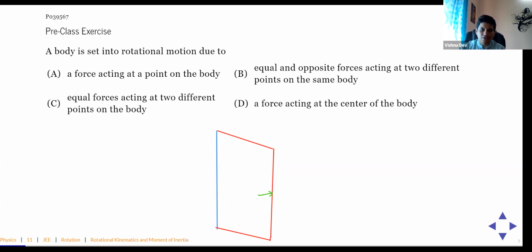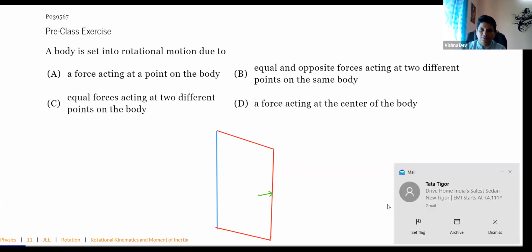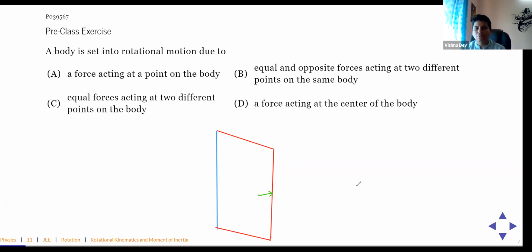Very good, Krish. Correct. Very good. Correct. Think about it.